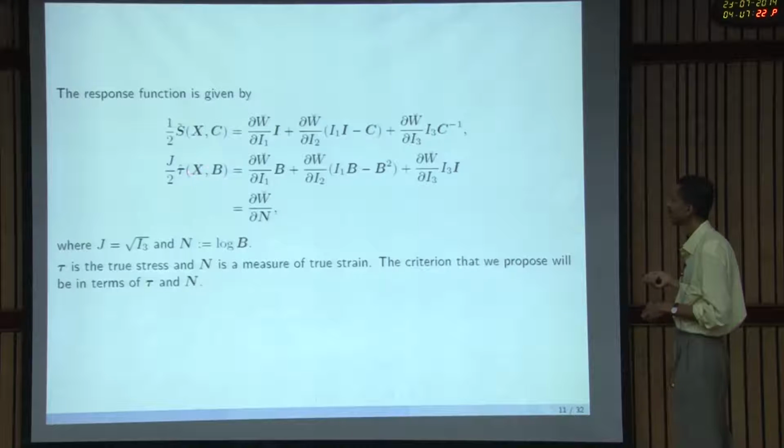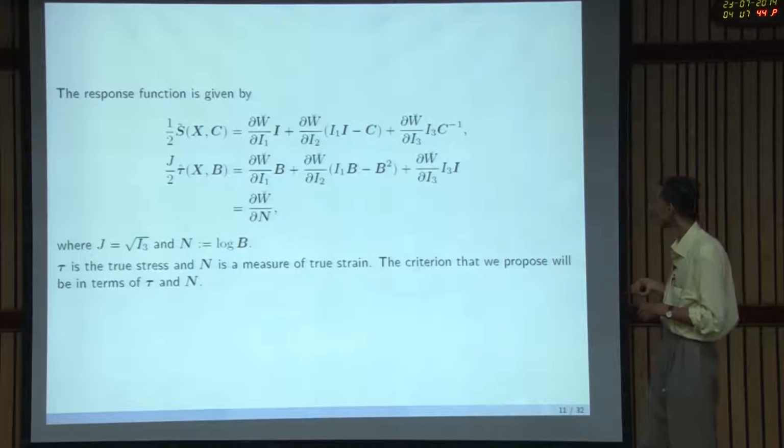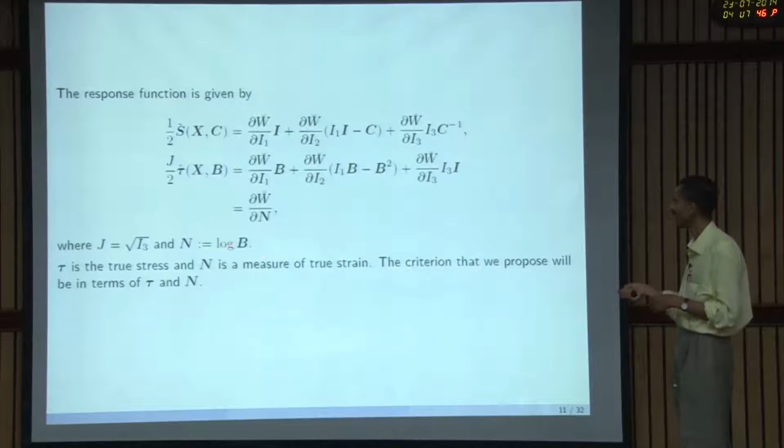You can also express the Cauchy stress, which is the actual stress, as a derivative with respect to the logarithm. This log of B, I will give the symbol n, just arbitrarily. One can show that J tau by 2 is some derivative of the strain energy density function with respect to n, and n is this log. So this is now the main thing in this talk: tau is the true stress and n is a measure of true strain. This is a logarithmic strain.